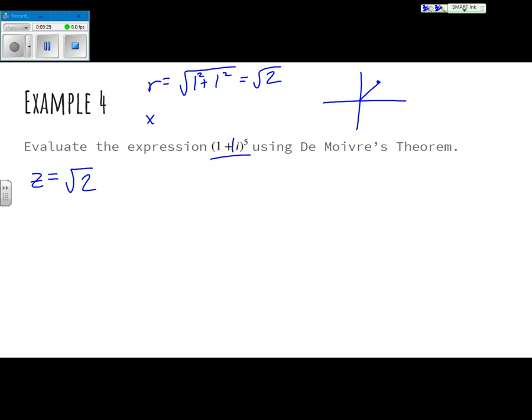Remember, you can also get that by x equals r cosine theta, or you can use y equals r sine theta. They both give you the same thing. X is going to be 1. Cosine theta is... x is going to be 1. R is going to be the square root of 2.